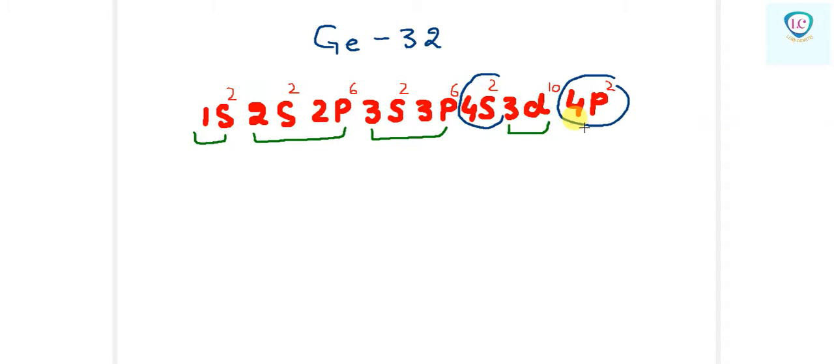You can see the valence shell is 4, so the period of germanium will be 4. In order to determine the group number, you can see there are 4 electrons, 2 and 2. 4 electrons are present in the valence shell, so we can say that germanium belongs to group 4A. It belongs to the 4th A group.